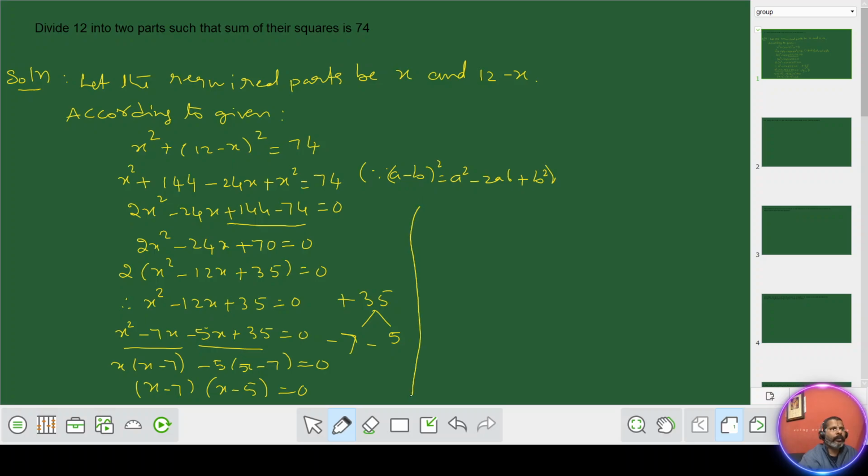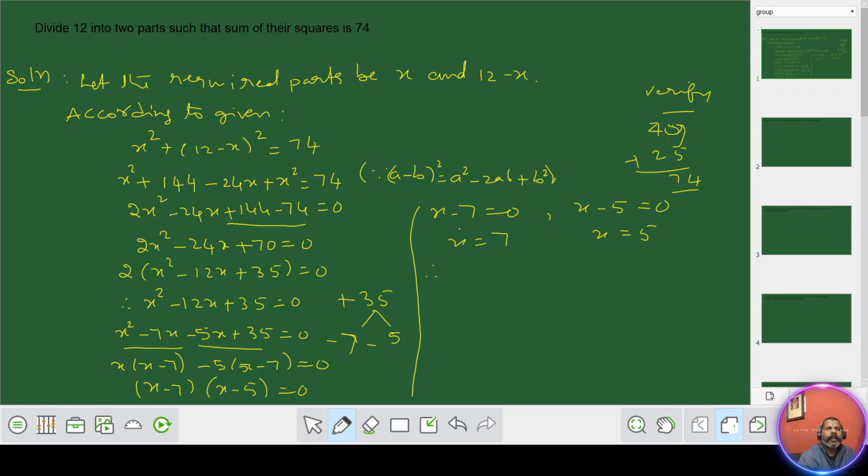Now we equate each of them to 0. We get x equal to 7. x minus 5 is 0, then x equal to 5. Okay. The required parts. Now just check out the sum of the squares. This is verification. 7 square is 49. 5 square is 25. Just add that, you get 74. So your answer is right.